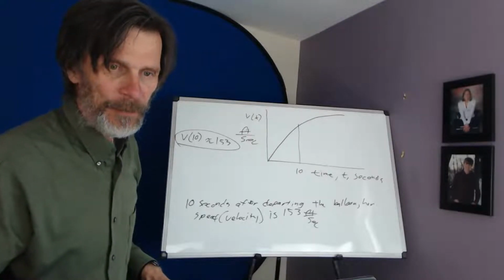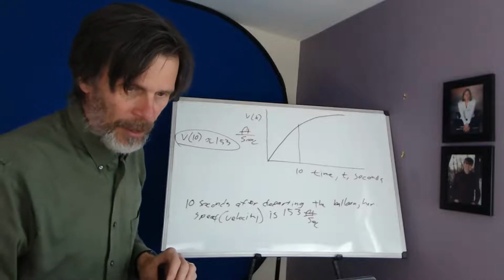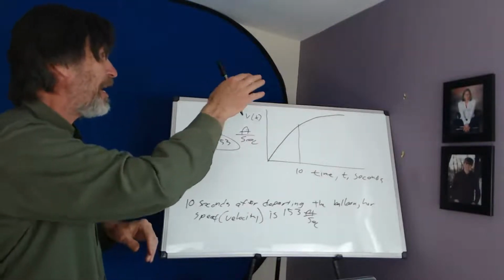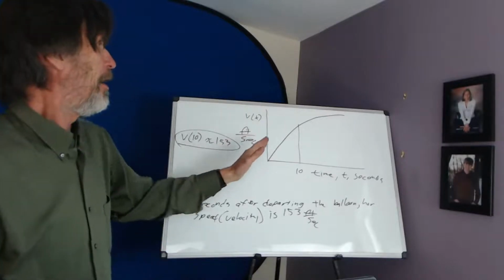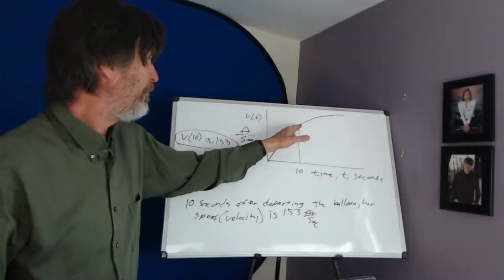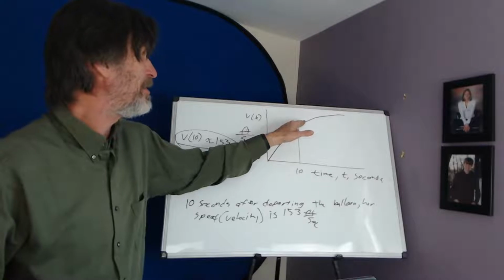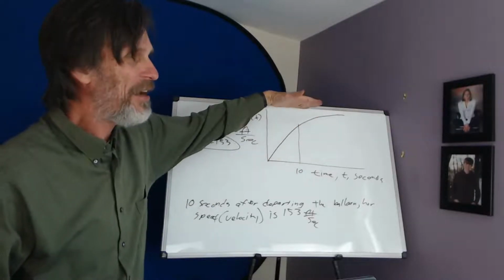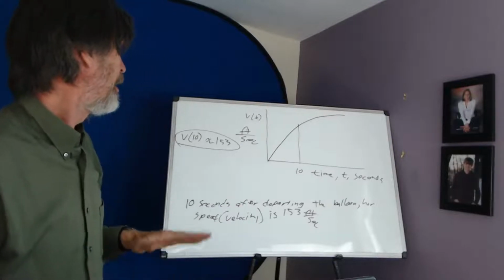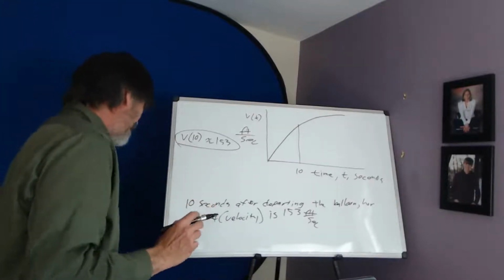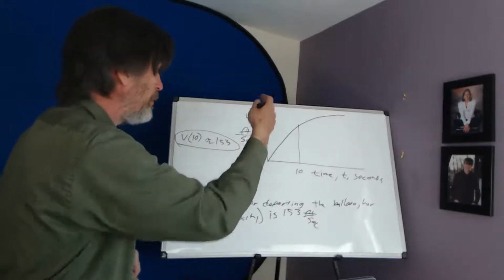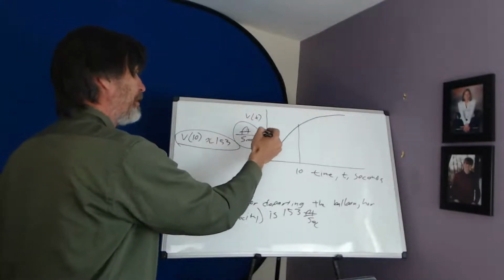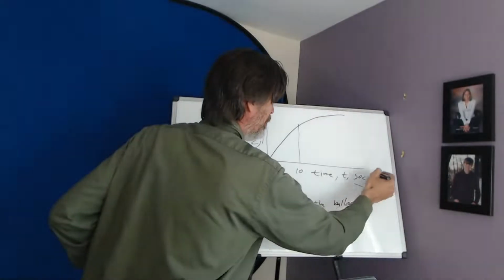Next part. V prime of 10. Well, V prime of 10 is how quickly that velocity is changing. Right now it's at 153, a little later it's 160, a little later after that it's 170. So that velocity is definitely increasing. So we should get a positive number here. Notice the slope is positive. And one more time, notice the units.